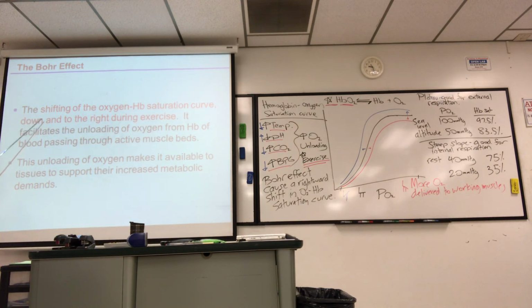The shifting of this curve down and to the right during exercise is the Bohr effect. It facilitates the unloading of oxygen from hemoglobin of blood passing through active muscle beds. So your blood is different during exercise as opposed to now during rest. That's why for our lab, I want you to do some exercise so you can see some differences. I'll get to that. This unloading of O2 makes it available to tissues to support the increased metabolic demand. You're working out, right? Let's shift gears.